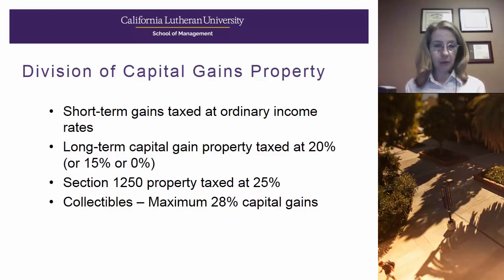Section 1250 property, which we'll talk about in a little bit, in the next lesson actually, is taxed at 25%, and collectibles are taxed at a 28% capital gain rate.